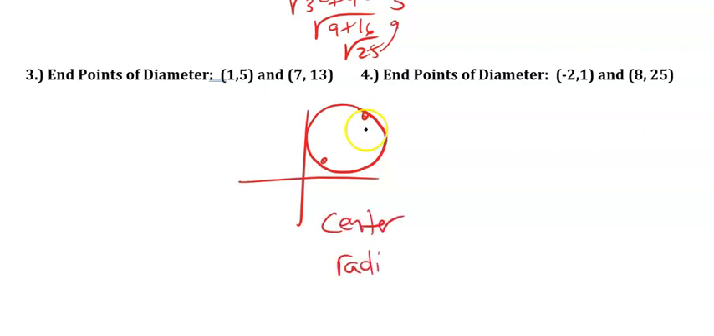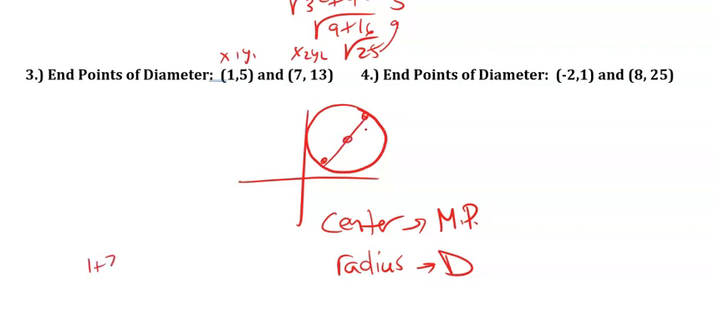All right, the two things that you need for the equation is the center and you need the radius. What formula are you going to use to find the center? Midpoint formula. Fantastic. What formula are you going to use to do the radius? Distance. Fantastic. So let's go ahead and do both of those formulas. You can see the midpoint is the center. So we're going to have the midpoint being (1 + 7)/2 and (5 + 13)/2. 8 over 2, 18 over 2.